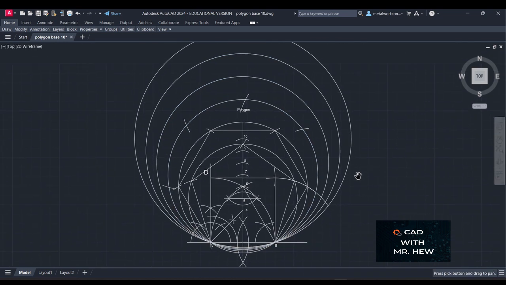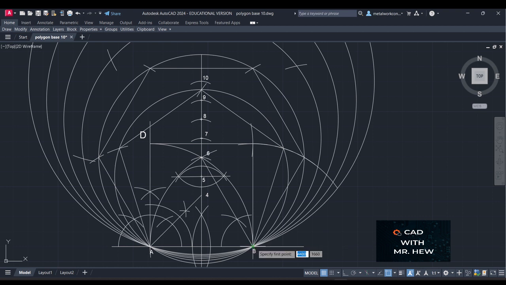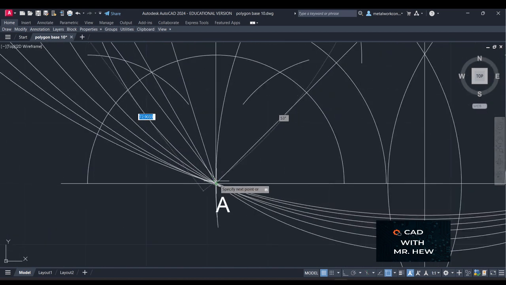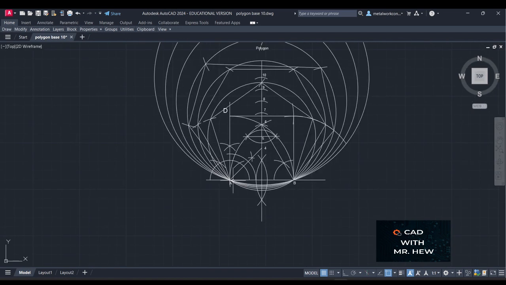All right. So we go line. I'm gonna go from B to there, there, there, there, there, enter. All right. So that would be a. Hold on, I missed a point. Hold on, let's do this again. I missed this point. So this one, this one, this one.